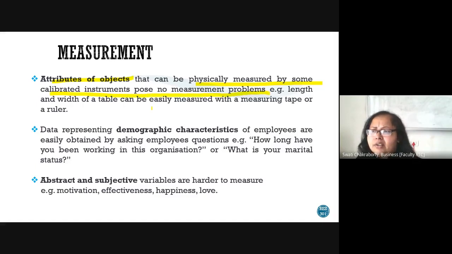Attributes of objects that can be physically measured by some calibrated instruments pose no measurement problems. Say, for instance, if you want to measure the length and width of a table, it can be done easily with a measuring tape or ruler. Data representing geographical and demographic characteristics of employees, how do you obtain that? It's easily obtained by asking employees questions, right? Abstract and subjective variables are harder to measure, where we talk of motivation, effectiveness, it's difficult to measure.